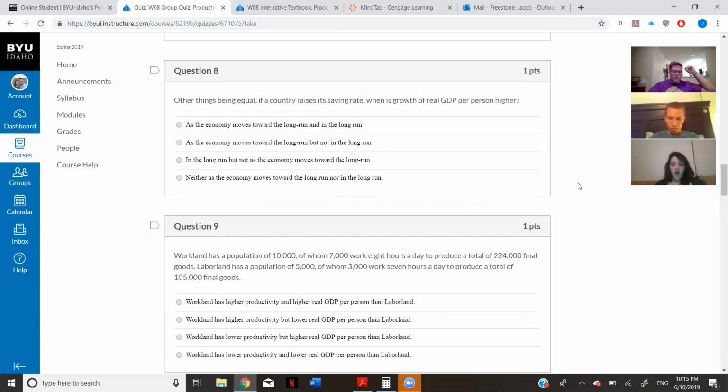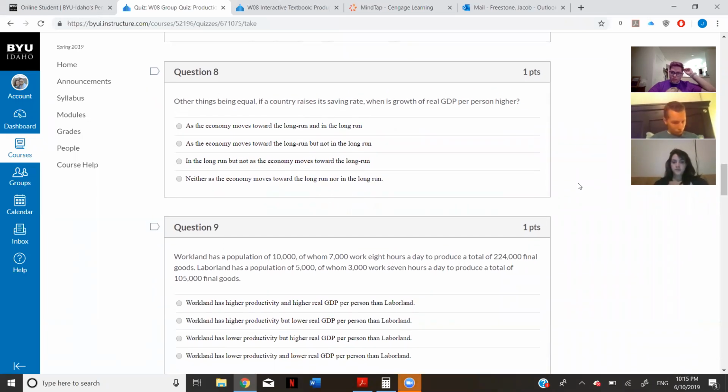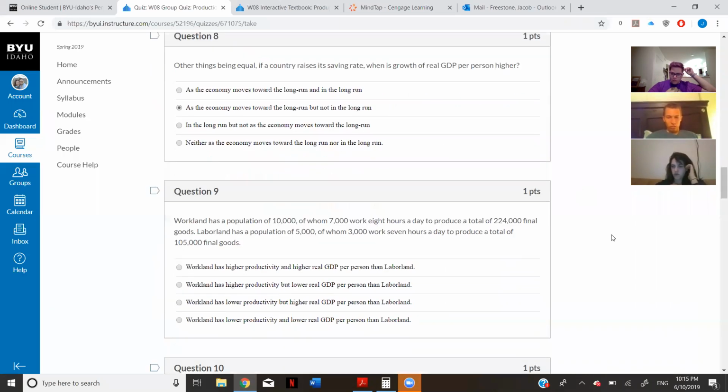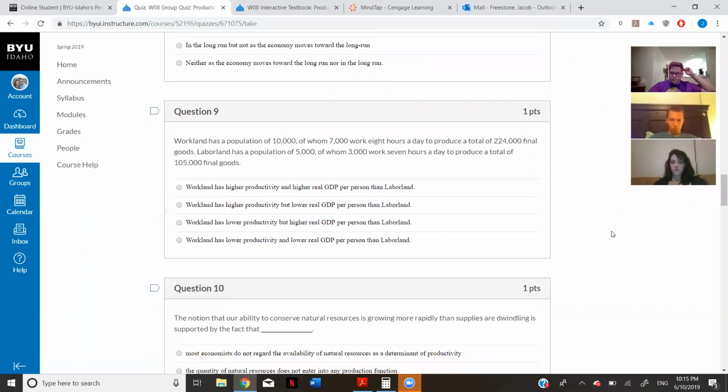Number 8. Other things being equal, if a country raises its saving rate, when is growth of real GDP per person higher? I put B. I put B. All right. Moving on. Number 9.